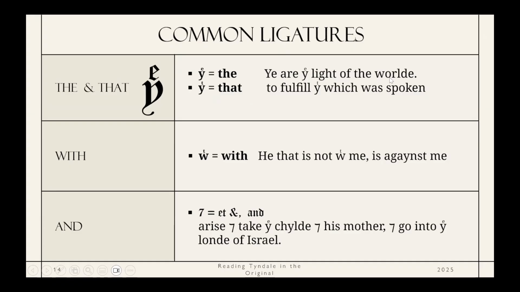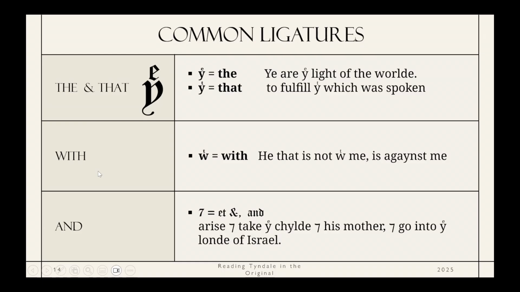And so I've given two examples from Tyndale where you've got "ye are the light of the world". I took that because it starts with "ye", which is "you are", and then that Y with the E over it is "the". Ye are the light of the world, yeah? And with the "that" to fulfill that which is spoken.